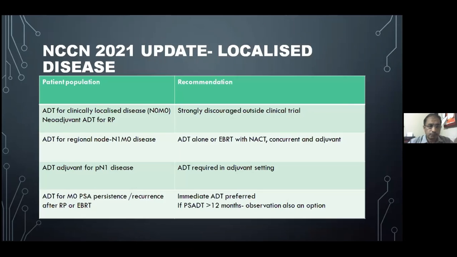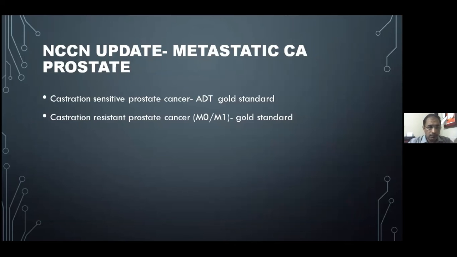If we see NCCN, in the localized disease, if you are doing surgery, ADT is not encouraged. In the rest of the situations, when you are giving radiotherapy, especially in intermediate risk patients and high risk patients, it is useful. And if you have a high risk patient with high risk features after surgery, again, adjuvant ADT becomes useful. In the metastatic setting, it is useful in castrate sensitive prostate cancer. It is also useful in castrate resistant prostate cancer.